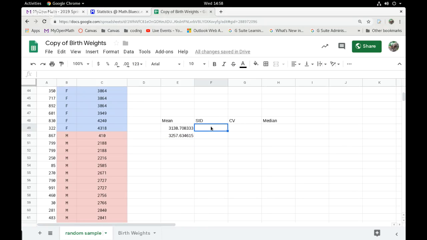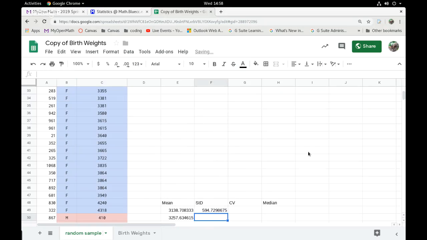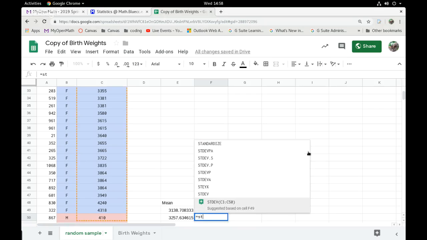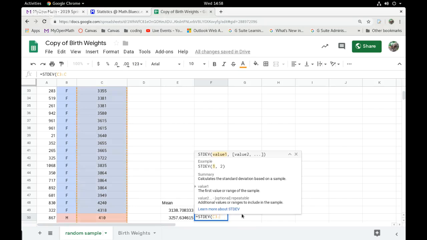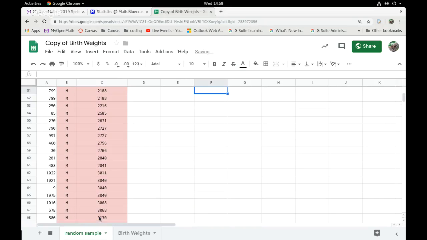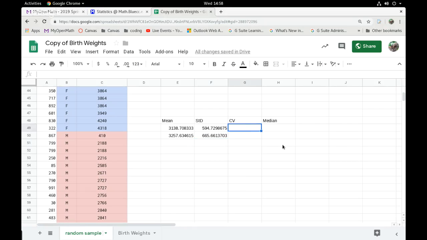standard deviation. Remember, it's safe to use the STDEV one here. Females and males, STDEV. And no, don't pick for me, Google. That's not what I want. I want these guys. And coefficient of variation means to take the standard deviation and divide by the mean. So we'll do a little comparison here. And then just the medians compared to the mean.